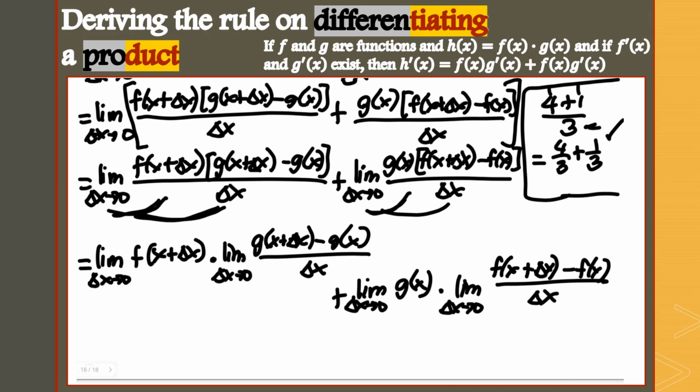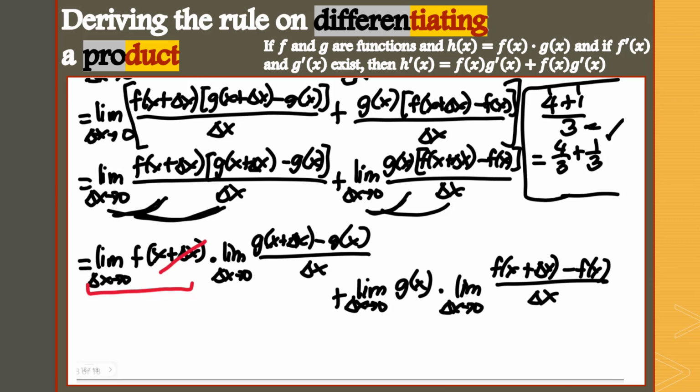That's another limit theorem. The limit of a product is the product of their limits. Earlier, the limit of the sum is equal to the sum of their limits. After that, the limit of the product is equal to the product of their limits. Then we solve them independently. What is this? Since it doesn't have any denominator of delta x, simply substitute.